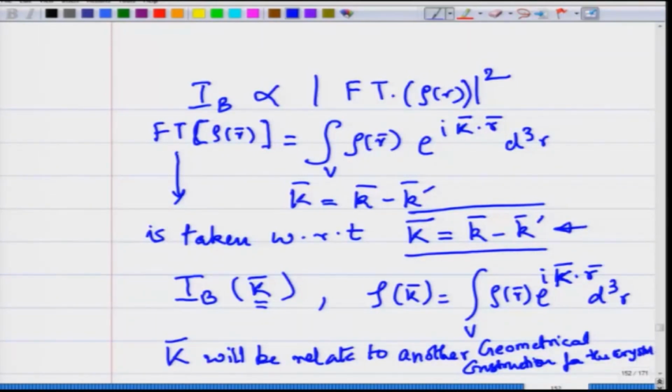So, this k will have important consequences because it determines the intensity of the scattered light, and we will see that this k will be related to some other geometrical construction associated with the crystal. So, we will leave the point of scattering of electromagnetic waves from the crystal for now and move on to looking at the Fourier transform of the density of the crystal.